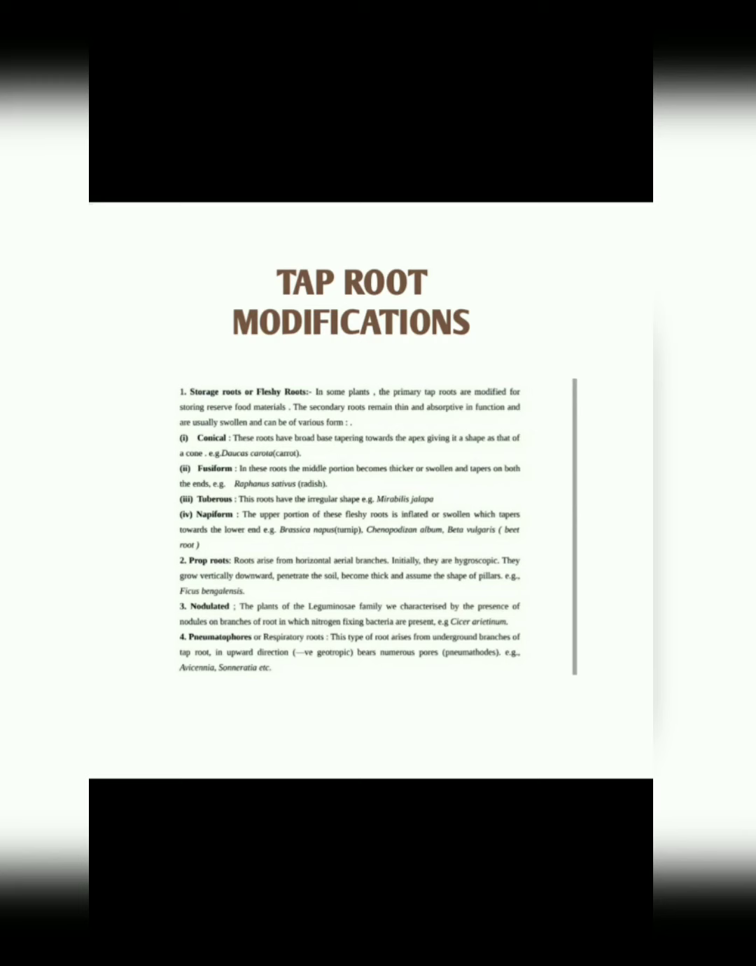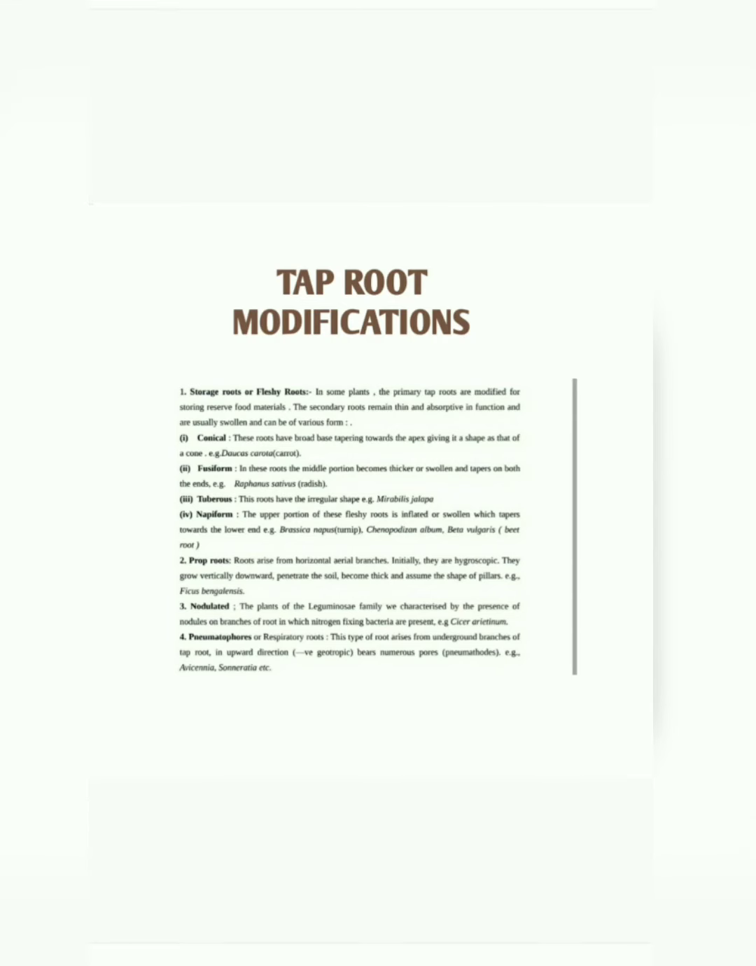Then the last taproot modification we have in the list is pneumatophores. Pneumatophores are also called respiratory roots. This type of roots arise from underground branches of the taproot in an upward direction. That is negatively geotropic. Negatively geotropic means they are going against the ground. These roots bear numerous pores called pneumatodes. Here we have examples Avicennia and Sonneratia.